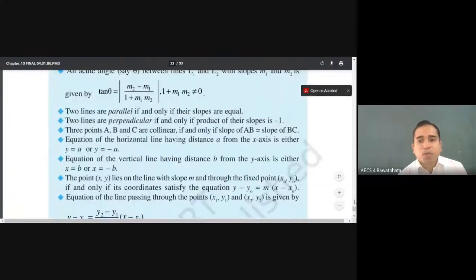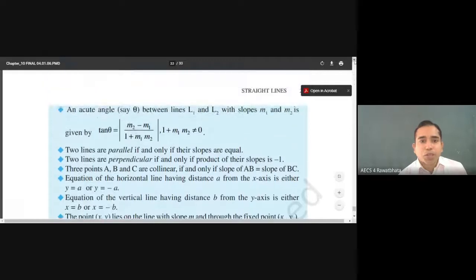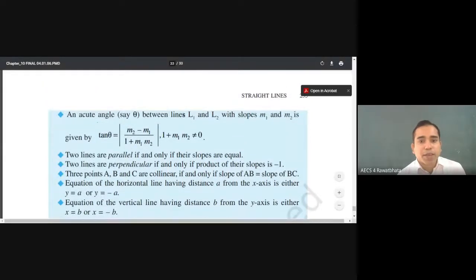Then one formula is there for measuring the angle between two lines, say L1 and L2. If their slopes are m1 and m2, then the angle between them is given by tan theta equal to the magnitude of m1 minus m2 or m2 minus m1 whole upon 1 plus m1 m2. Whole magnitude means tan theta will be positive and theta will be an acute angle.